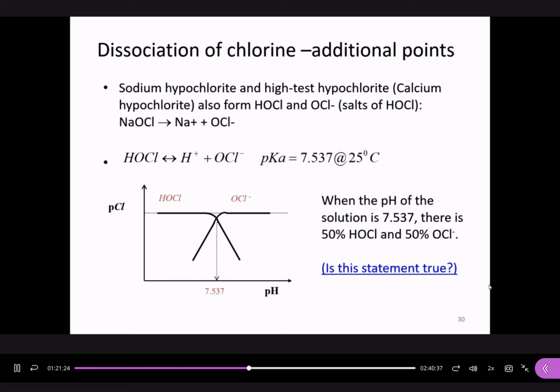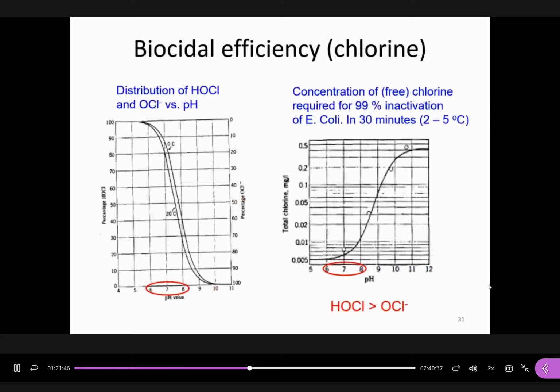In addition to this, you could have other chlorine species, right? Not only this, because chlorine is very reactive. It could react with other substances, forming other chlorinated products. Right. Biocidal efficiency. Okay, pH relationship. Right. It clearly shows hypochlorous acid is much more powerful than hypochlorite.